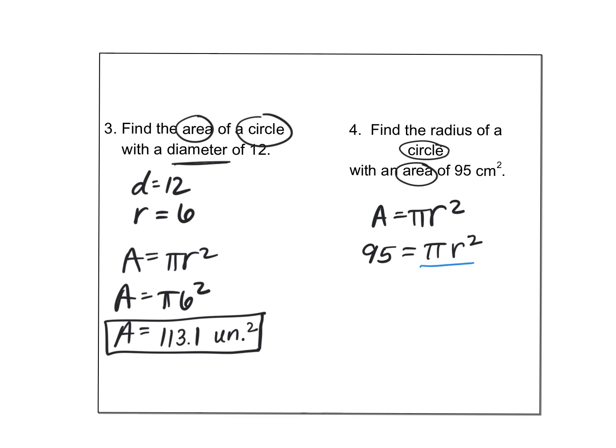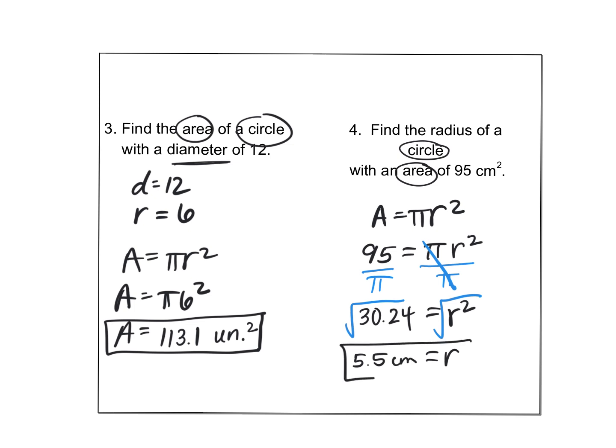First thing you want to do is divide by pi. Whatever you do on one side, do on the other. The pi's on the right side will cancel. 95 divided by pi is going to be 30.24. And that's going to equal r squared. And then think about, how do you get rid of a squared? Well, you're going to take square root, and please type that in. The square root of 30.24 is approximately 5.5. And our label is centimeters. It's just a length, it's just a radius, so you don't have to square the label.